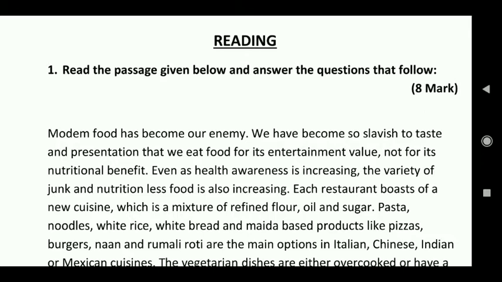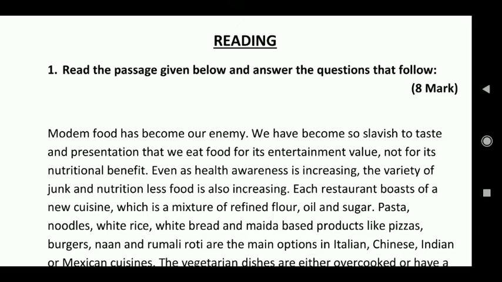Read the passage given below and answer the questions that follow. Okay, so you can just read with me. Okay, let's do this lecture, a kind of discussion on exam paper solution.